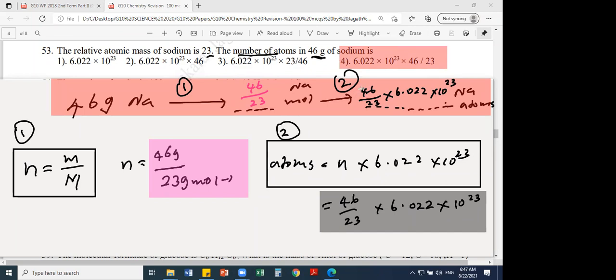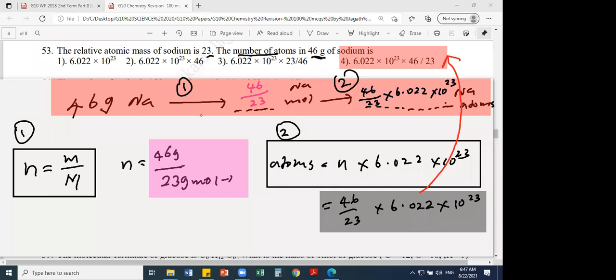But if they ask to simplify, then the answer will be 2 into Avogadro constant. But they don't need to simplify because it is 46 divided by 23 into Avogadro constant. Okay. Please raise your hand if you got this answer without my help, before I explain. Question 53, 4th answer. Right, very good. Around 15 students.